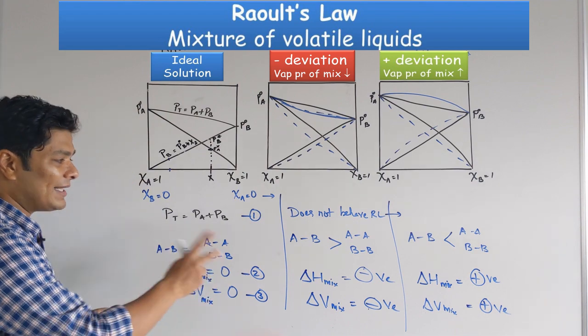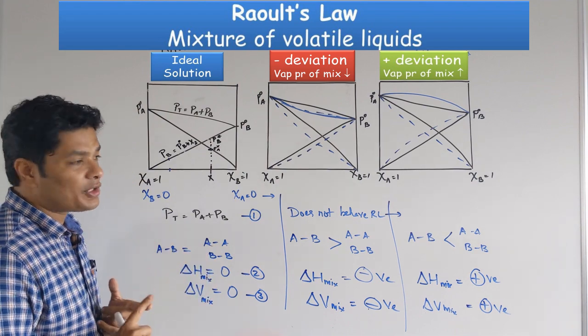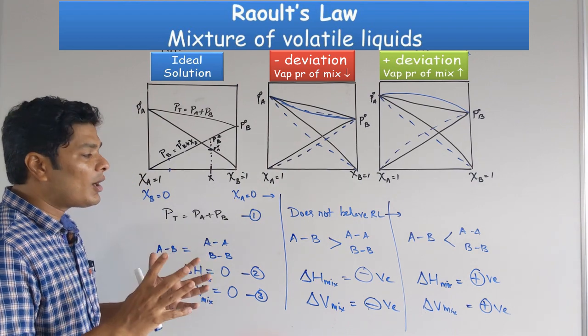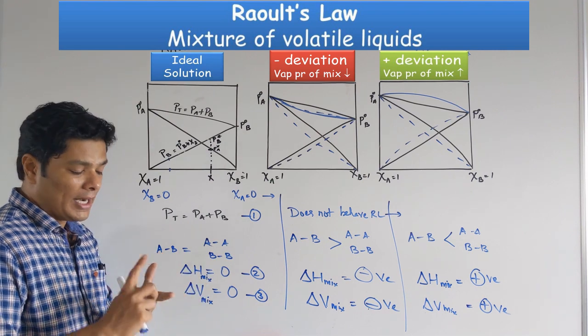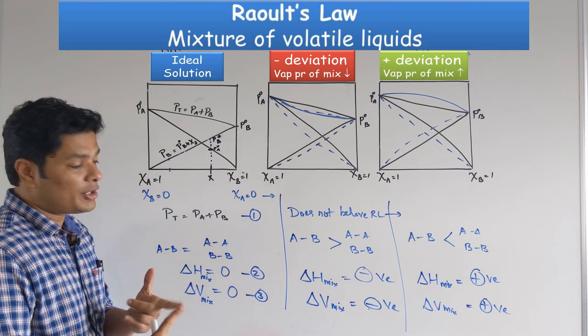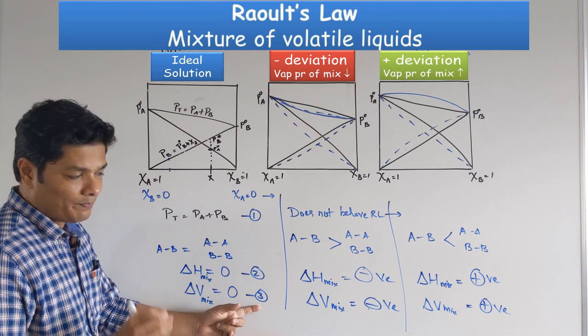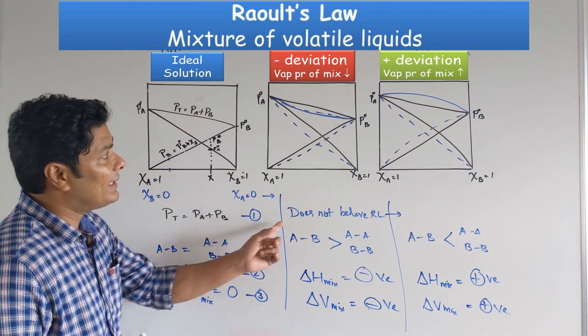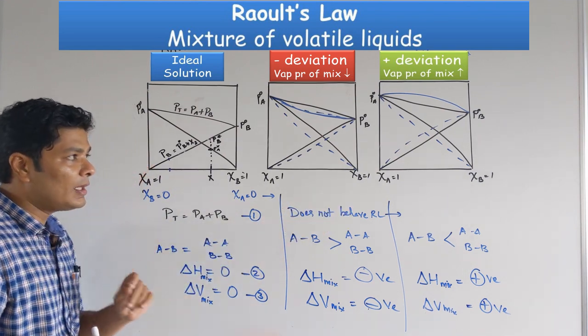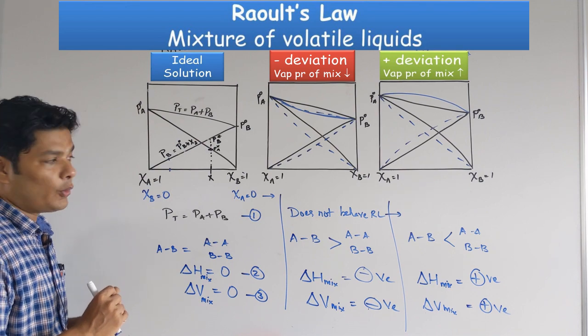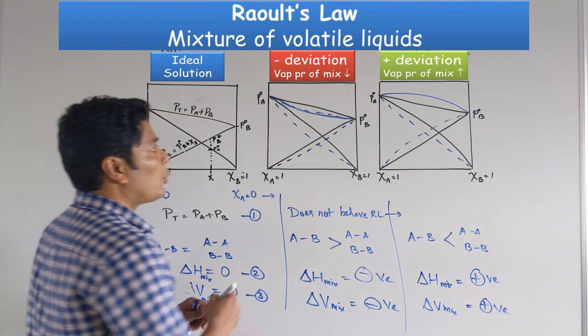You need to be able to understand it, and the most important question that has come a few times is, what are the conditions for Raoult's ideal solution, or which is not a condition for an ideal solution? Remember these three. The second thing is deviations. The last small bit that you are going to have here is azeotrope.